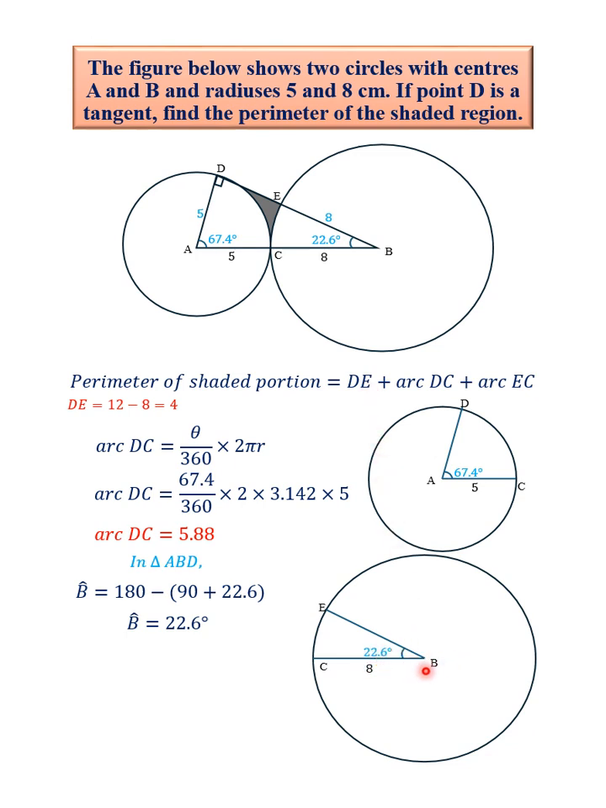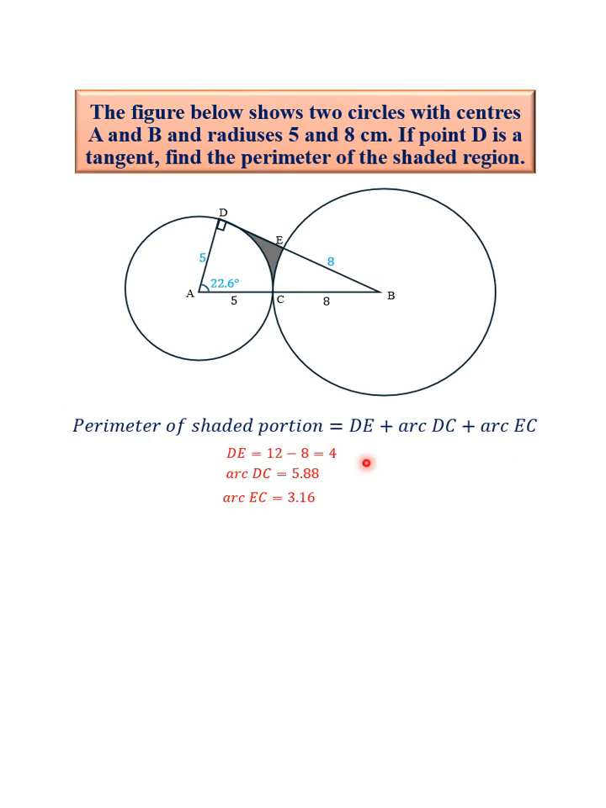Now that we've got the angle B as 22.6, we can easily find the arc EC using the same formula. Arc EC is equal to theta over 360 times 2 pi r. Our theta is 22.6. Let's substitute it. Arc EC becomes 22.6 over 360 times 2 times 3.142 for pi times r, 8. If we put this value into the calculator, arc EC will give us 3.16. So we have successfully obtained DE, arc DC, and arc EC. Let's move to the next page and complete the solution.